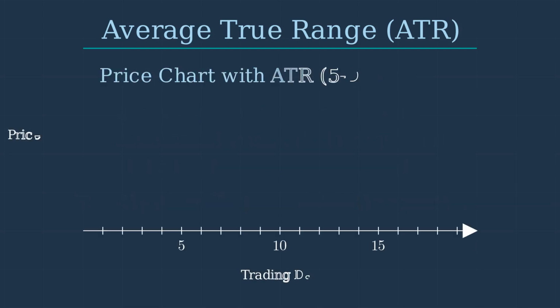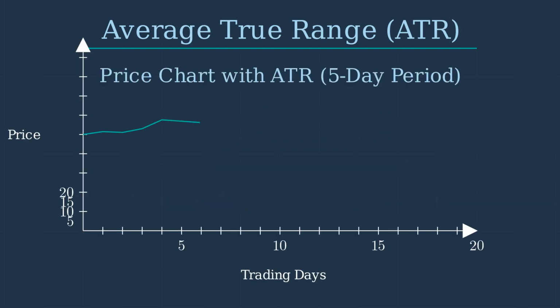Let's visualize how ATR works with a price chart over 20 trading days. Here we see a stock price moving with various levels of volatility. Below the price chart, we can see the corresponding ATR indicator. Notice how the ATR increases during periods of higher price volatility and decreases during calmer market conditions.